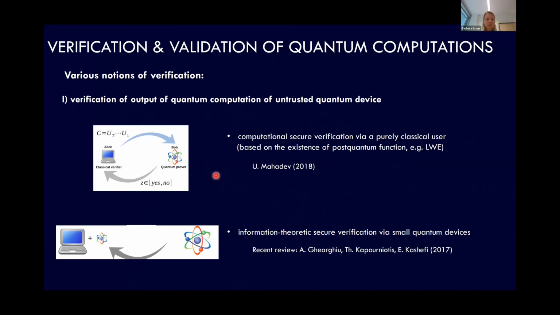Okay, now let me, in the last 3 minutes that I have, just explain very briefly something about the verification and validation of quantum computations. So when we talk about verification, there are various different notions of verification. One is the verification of the output of a quantum computer that we actually don't trust. Okay, so the scenario that people consider there is that you are a user of some device. It might be some cloud computer, so this is not in your hands, but you can use that very powerful tool, this quantum device, and you want to use it in order to carry out some computation.